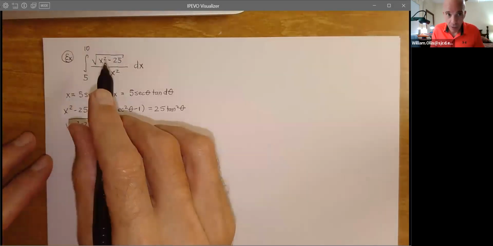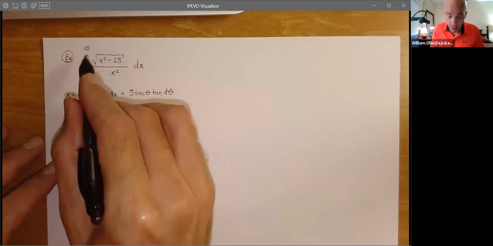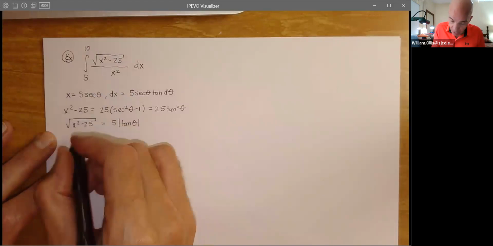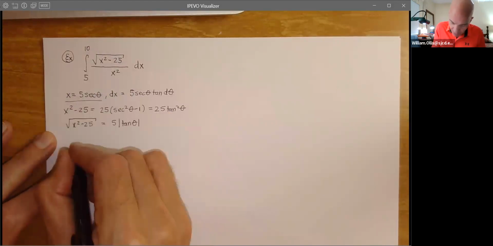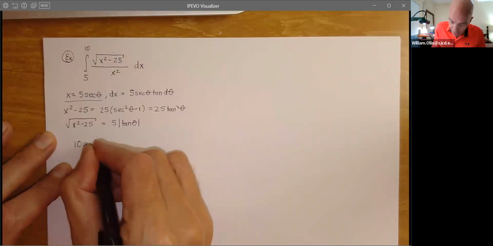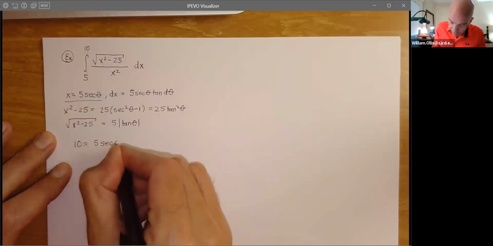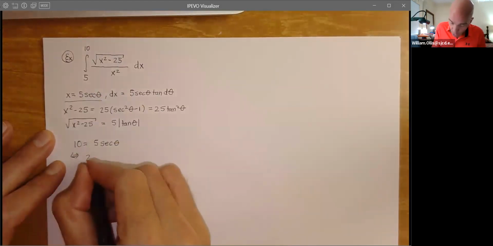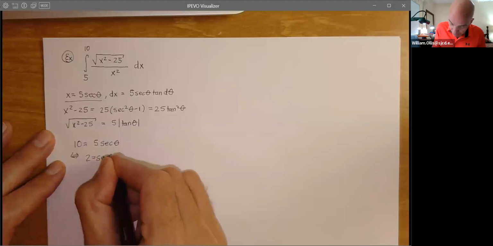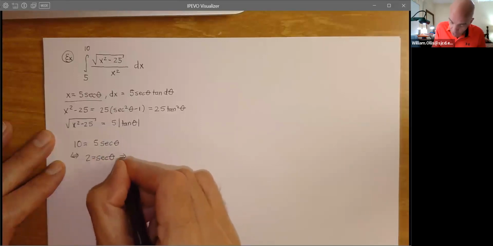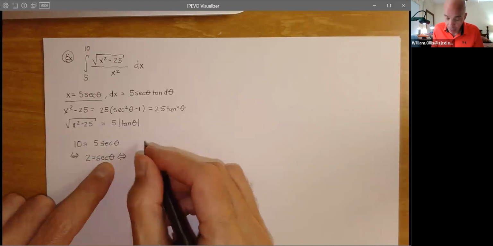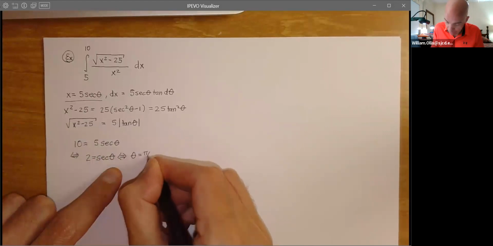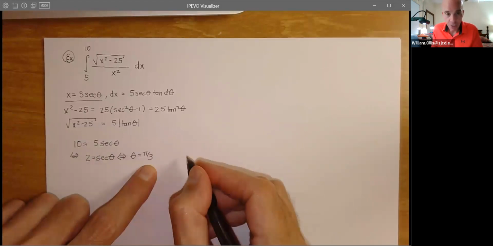So let's go ahead and look at where the thetas live with these limits of integration. So now we have what? 10, this right here, right? 10 equals 5 secant theta. So equivalently, 2 is equal to secant theta. So of course, with the inverse secant, we know that in this case, theta would be what? Pi over 3. Because that's in the range of the inverse secant.